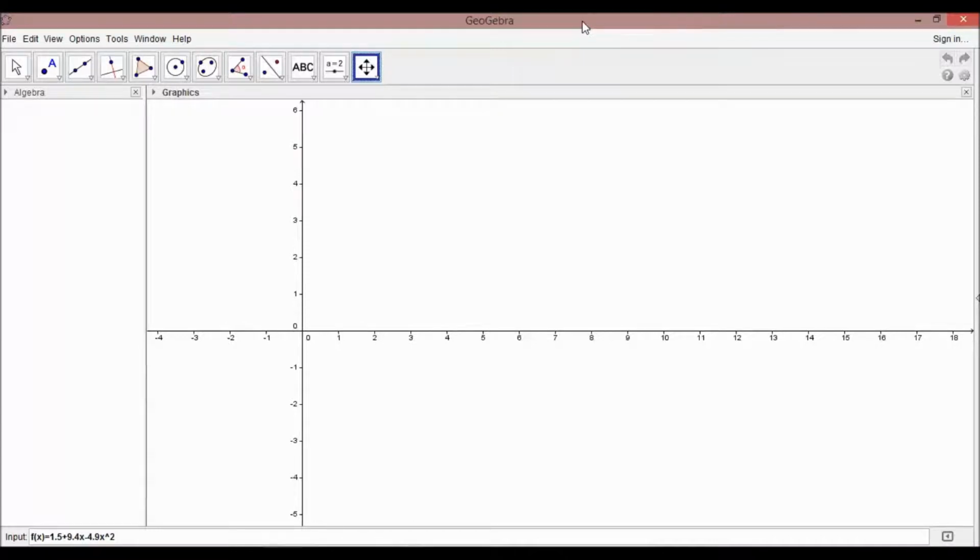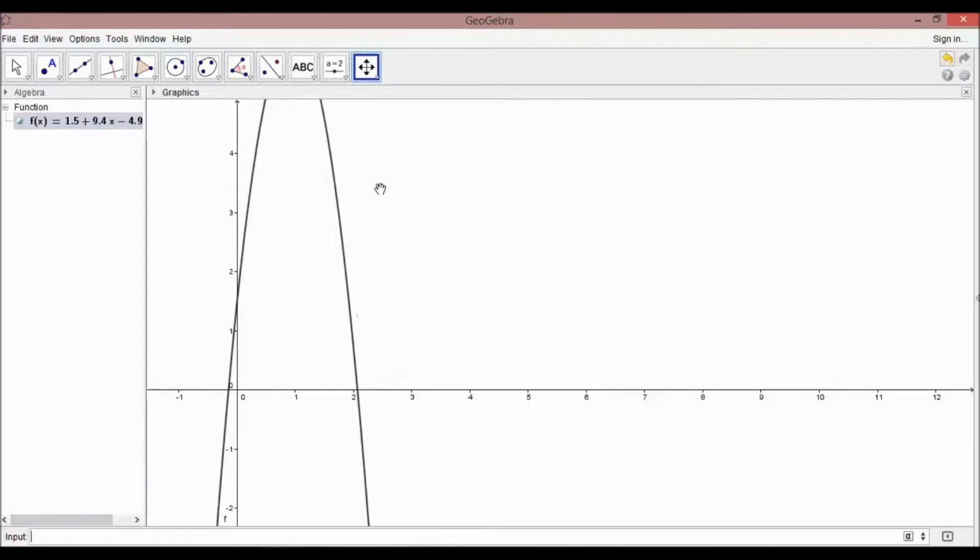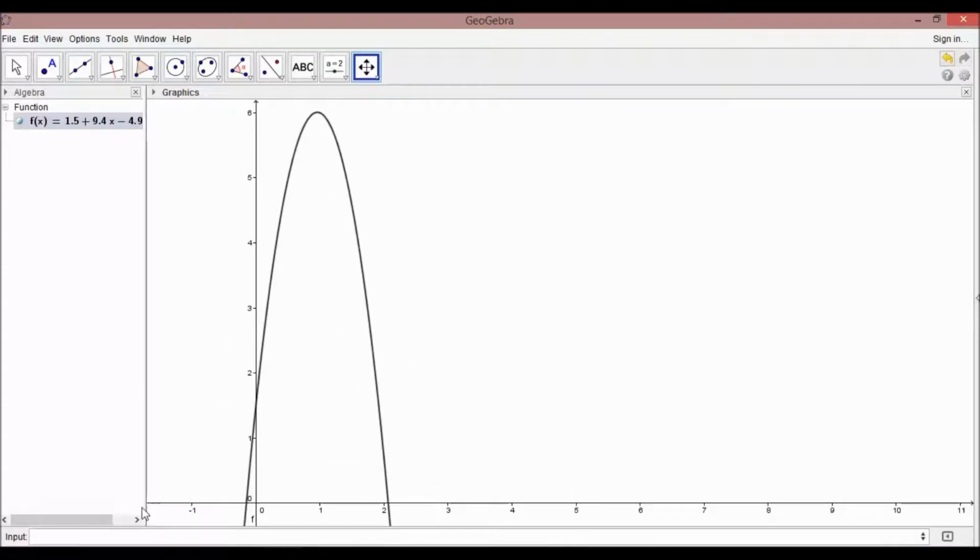So let's use the free computer algebra system GeoGebra to graph this function. Notice that here the time axis is the x-axis and y is a function of x. And let's zoom in and let's graph the points (0, 1.5) and (1, 6.0). And let's connect these points with a line.